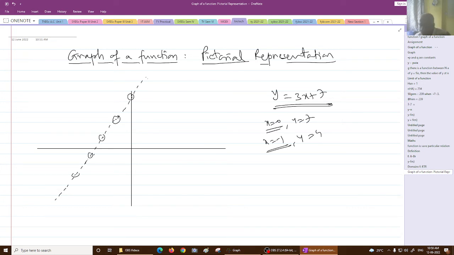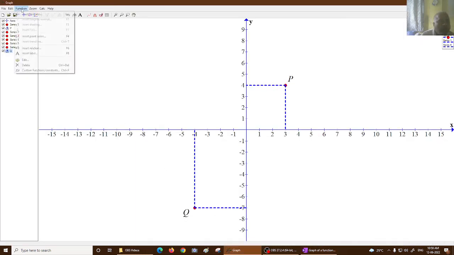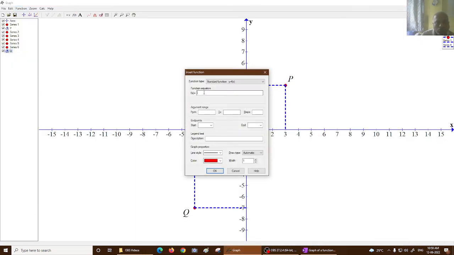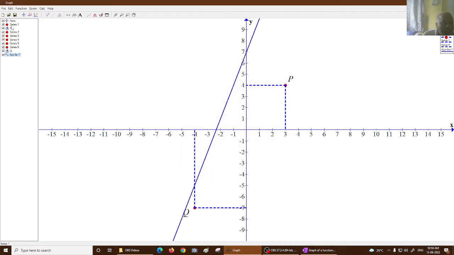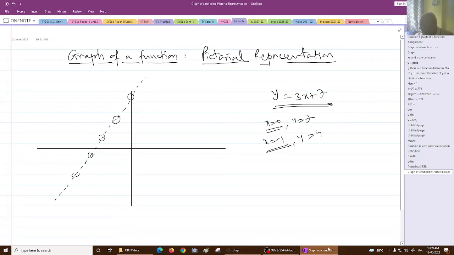Let us get it on the graph. Okay, fine. So y = 3x + 7. Let me draw that. Let me use a different color, say dark blue. You can see that this is the graph that I am getting. Let me just remove other things because they are not needed at present. Yes, this is the graph of y = 3x + 7.